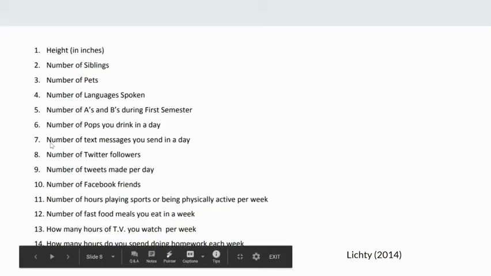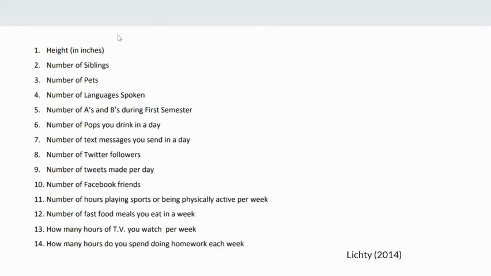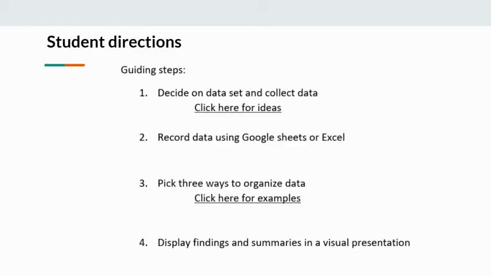Students could also be presented with some ideas of data that they could find or collect themselves. So here's an example that students could focus on if they were feeling a little stuck or not able to think of something very creative. So some general directions that may be presented to students during a project-based learning may be this. They would have to decide on a data set and collect data. So I just showed the possible ideas that students could look at.